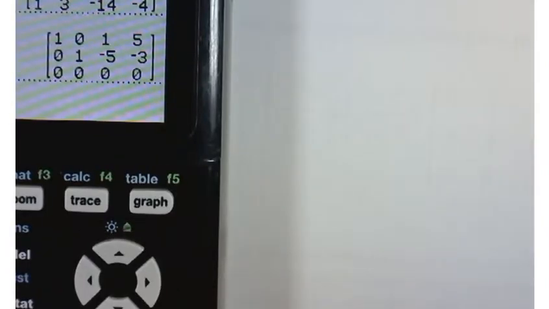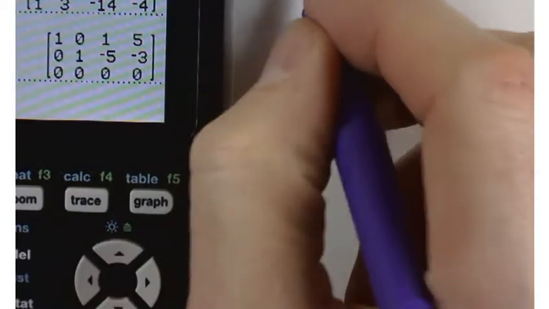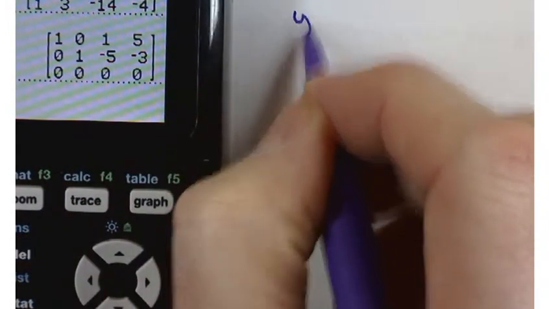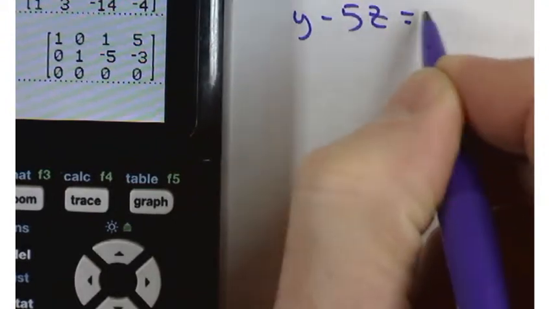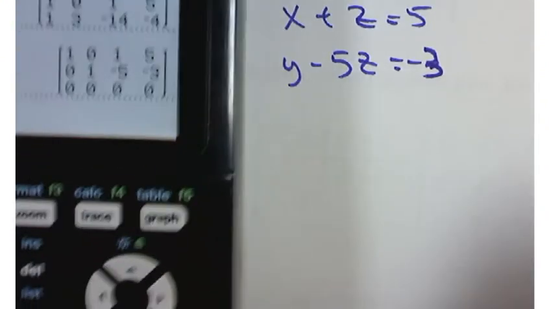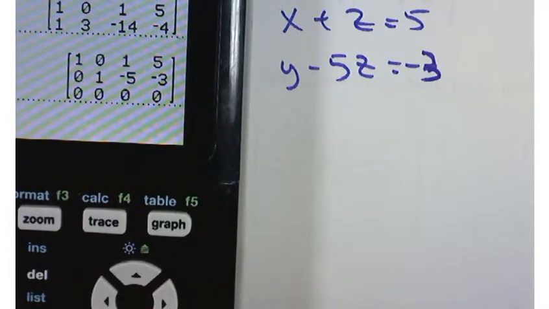But let's write down what this represents for us as a system of equations. So the first one represents, let's see, x plus z equals 5. The second one represents y minus 5z equals negative 3, like that. So there you go. And the last one is kind of anything, right? Z can be anything.